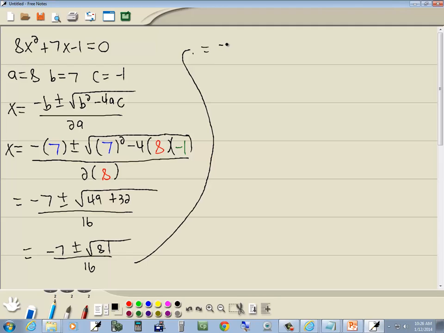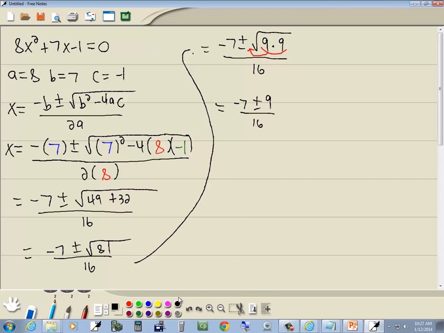Now I could write prime factorization of 81 down, but I see that it's one of our perfect numbers. 81 is 9 times 9. Now remember, the square root, we're looking for a pair of somethings. Here's a pair of 9s, so a pair of 9s is going to come out in front as a single 9. So we got negative 7 plus or minus 9 over 16.